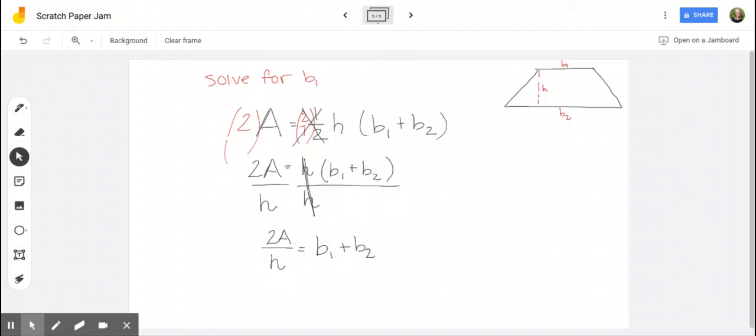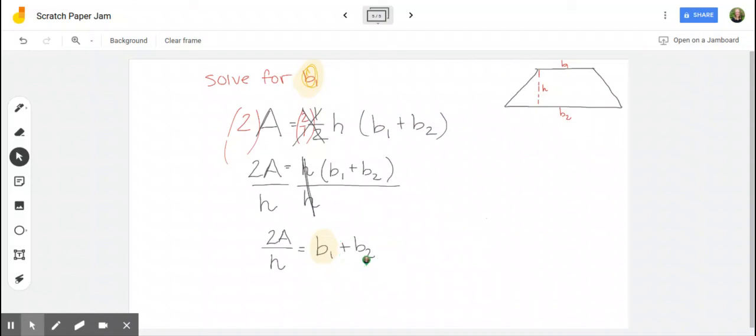Okay, so it said in the original problem, solve for base 1. So that means we want this base 1 to be isolated. If you were supposed to solve for base 2, you're going to do the opposite of what I do right now. So if I see here, I want base 1 to be by itself, or b sub 1. So that means I need to get rid of this plus b2.